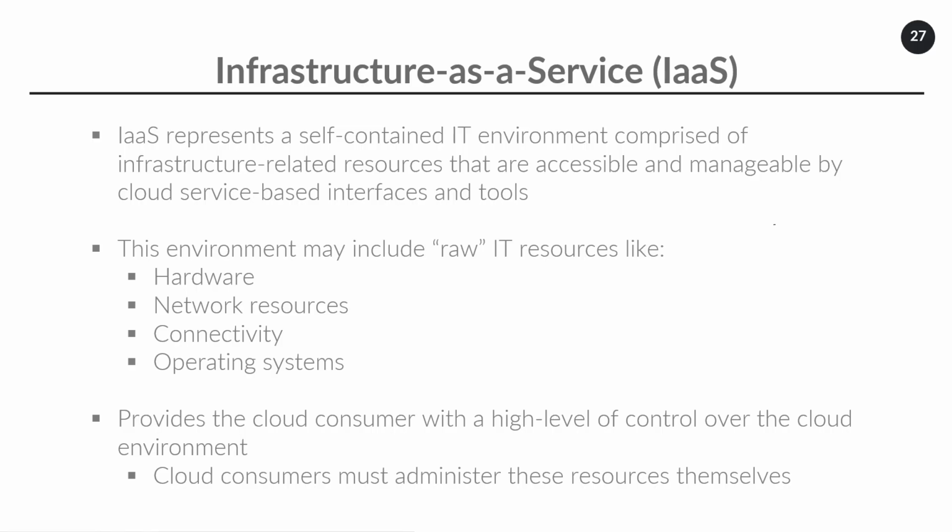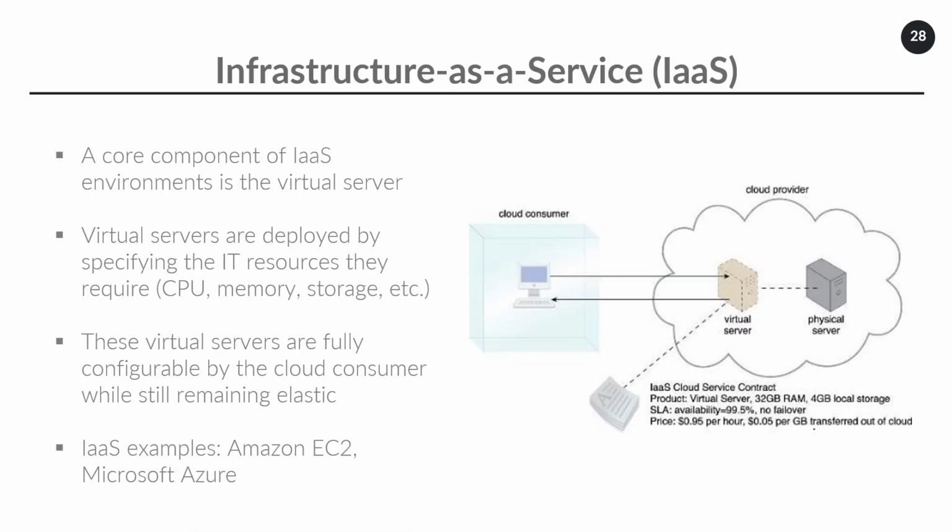Some typical, we call them raw IT resources, because we're talking about infrastructure. They can be hardware like servers, VMs, network resources, connectivity, OSs, etc.